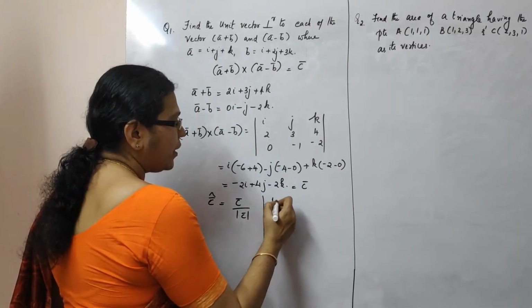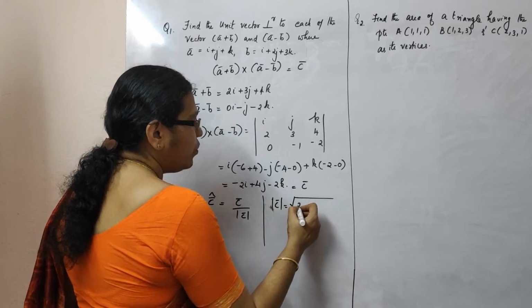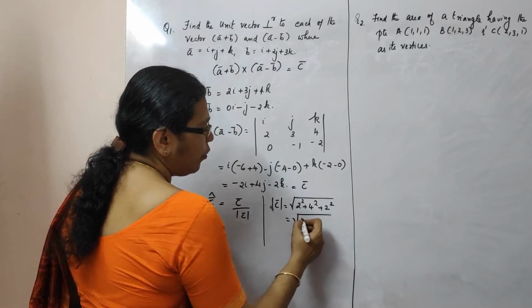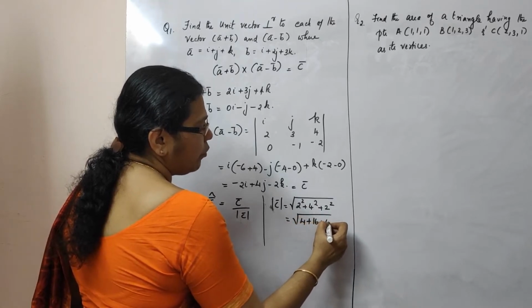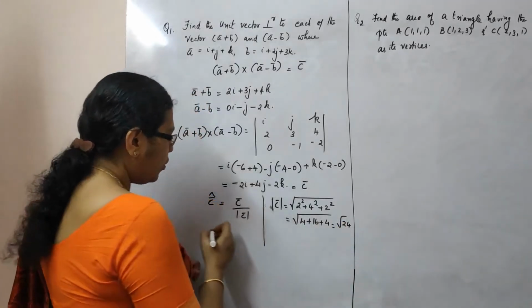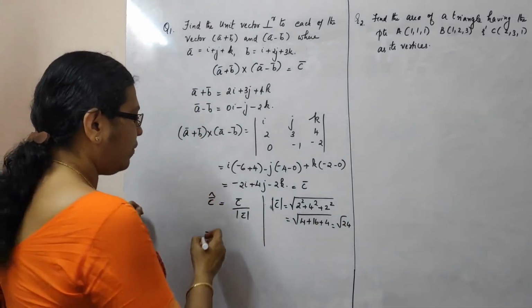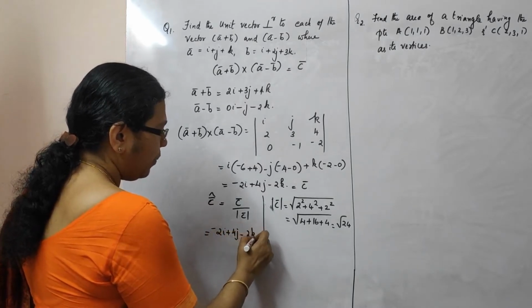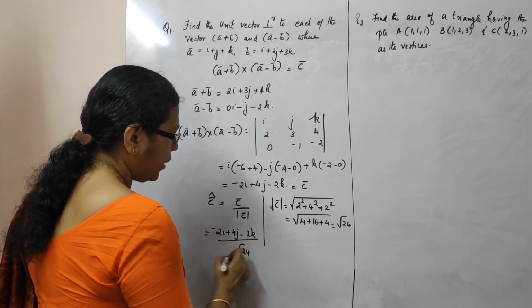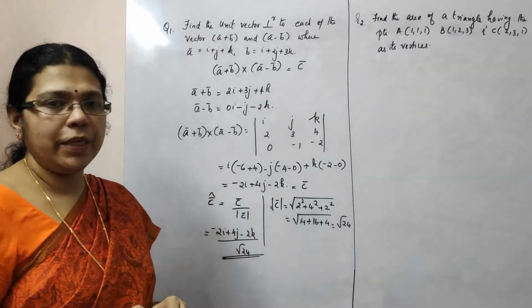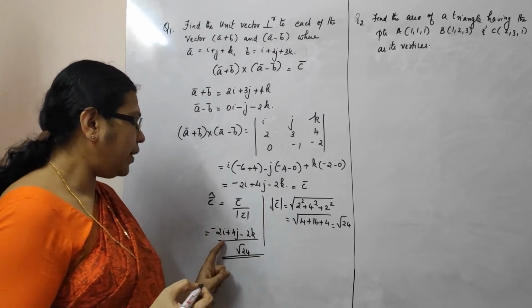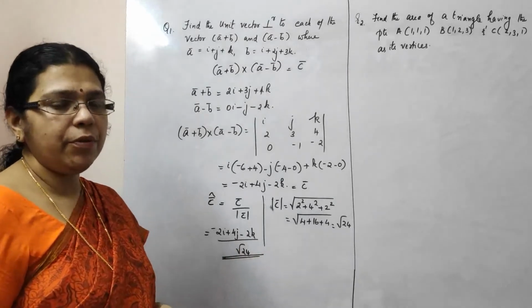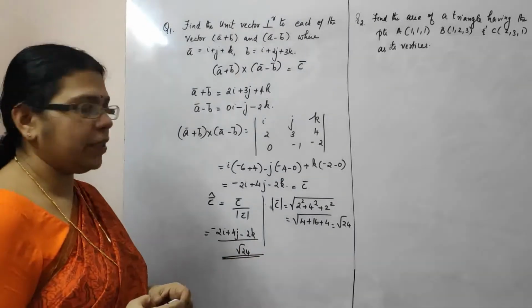To find the magnitude of vector C, I have the root of 2 square plus 4 square plus 2 square, that is square root of 4 plus 16 plus 4, that is root 24. So coming back to find the unit vector, I have it as minus 2i plus 4j minus 2k by root 24. Either you can write it like this or you can split it and write minus 2i by root 24 plus 4j by root 24 minus 2k by root 24. Further, if you want, you can simplify also, but this is exactly what is asked.